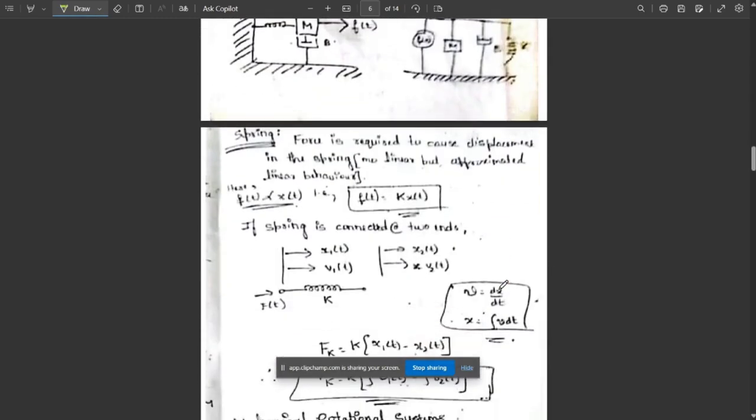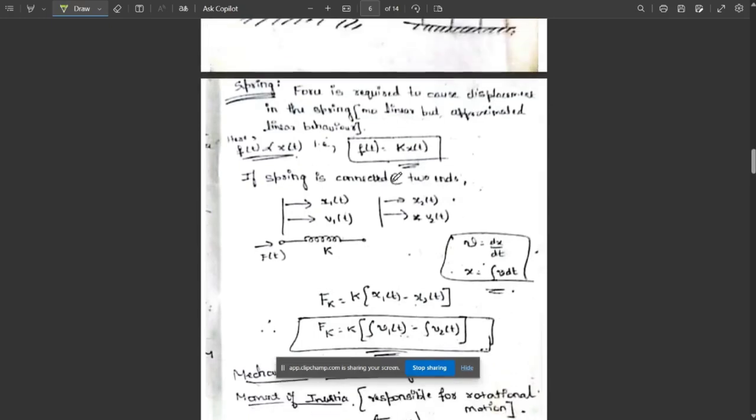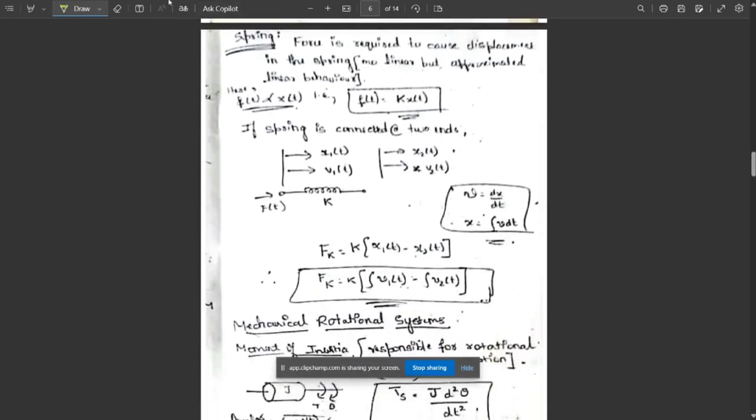Another very important concept is related to the spring action. Spring is also a very important concept. So what is basically a spring? You have all seen a spring in your life. A spring is basically where a force is required to cause displacement in the spring.